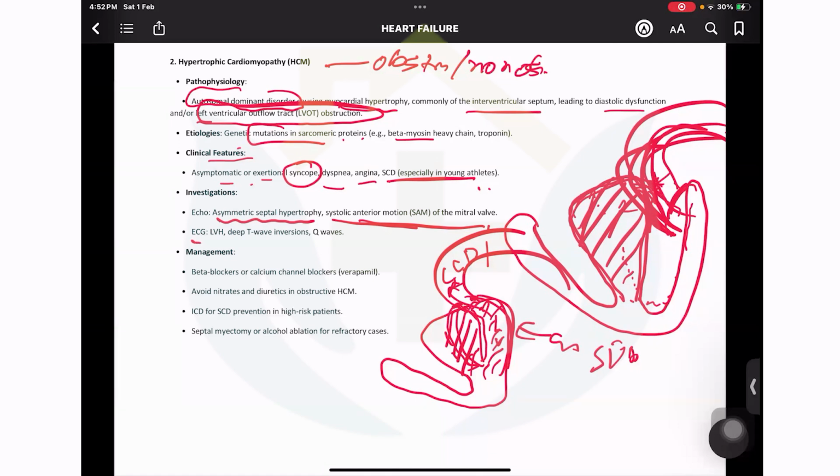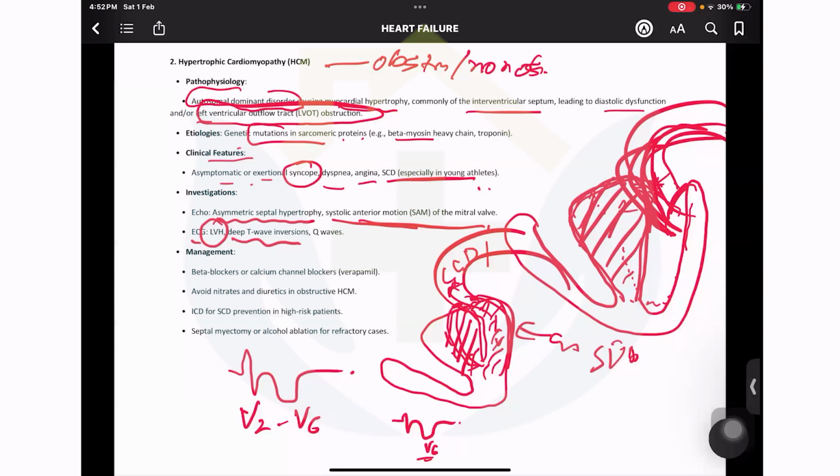As far as the ECG is concerned, it will show an LVH pattern, with deep T wave inversions. So we will have something like this in the ECGs. In V2 to V6, one can find such a pattern. This is not a myocardial infarction T wave inversion. This is a T wave inversion due to hypertrophy of the muscle.